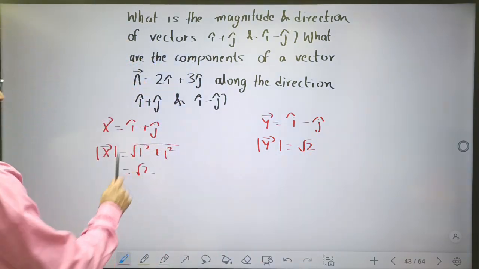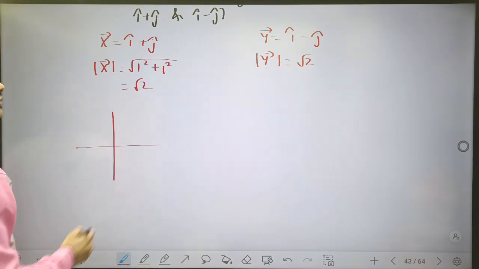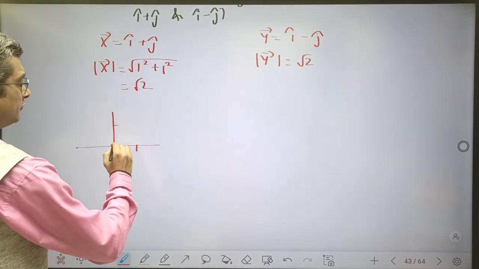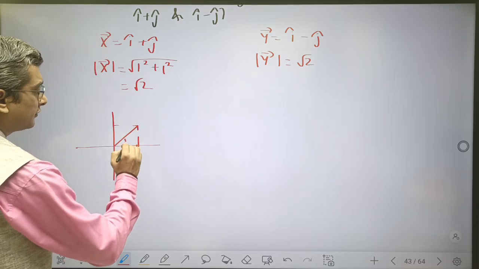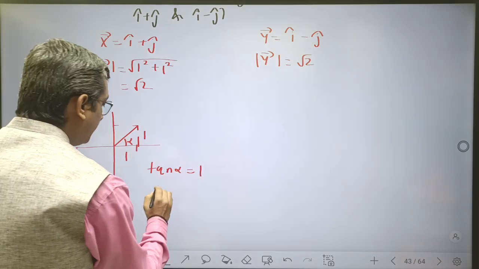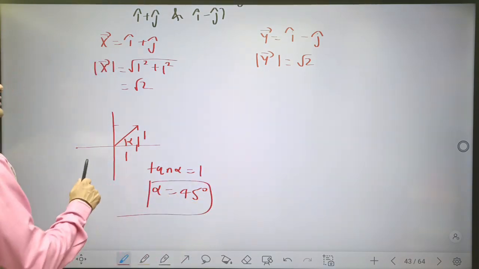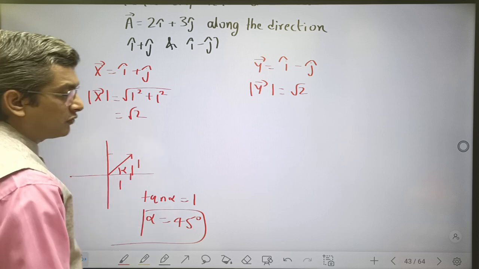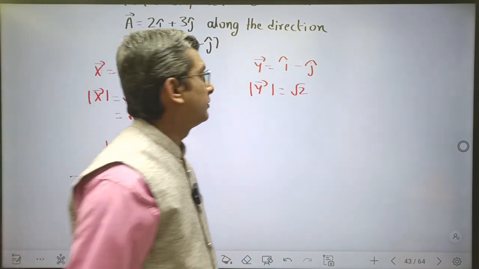Now we have to find its direction. So for direction we have this value. So this is 1, this is 1. So the vector is like in this value, first quadrant, and this angle is alpha. This is 1, this is 1. So tan alpha is equal to 1. It means that alpha is equal to 45 degree. That is, the vector x is at 45 degree from the positive x-axis. Such kinds of questions we have done 30 minutes before, isn't it?